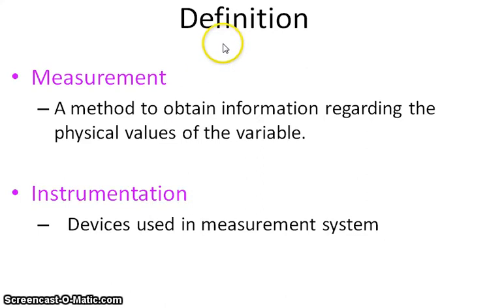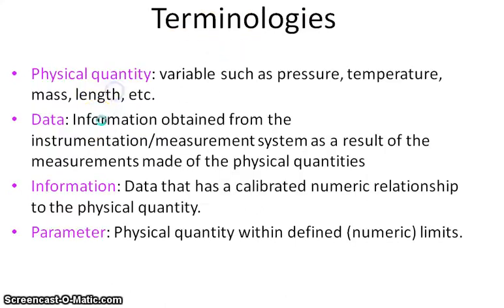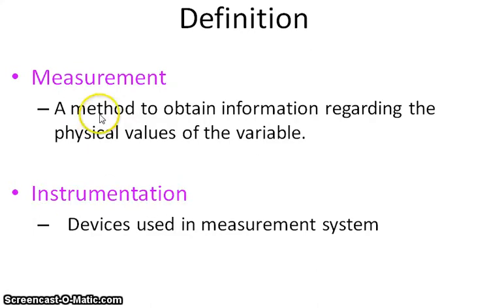First, let us look into the definition of measurements and instrumentation. Measurement. It is a method to obtain the information regarding the physical values of the variable. That is, if we want to measure any physical quantities like mass, volume, etc., the method or the equipment which we are using to measure the particular value is called measurement.